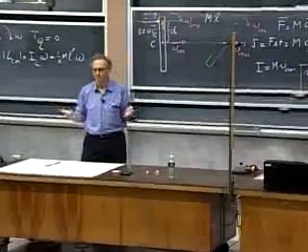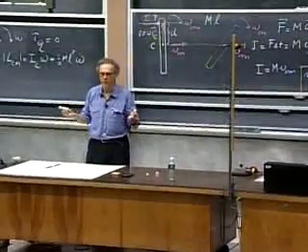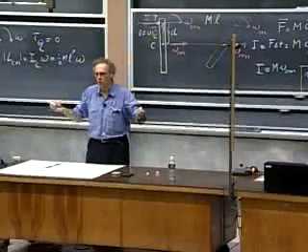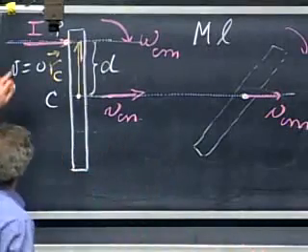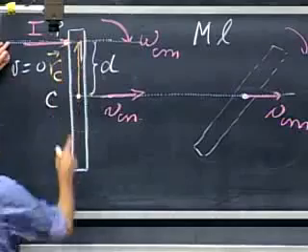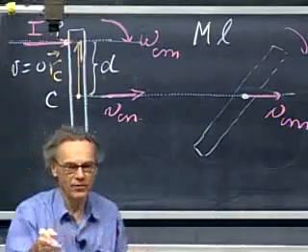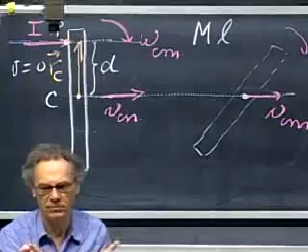Angular momentum must be conserved about that point, because there is no torque relative to that point. Any position vector from this point to here is in the same direction as the force. So R cross F is zero.